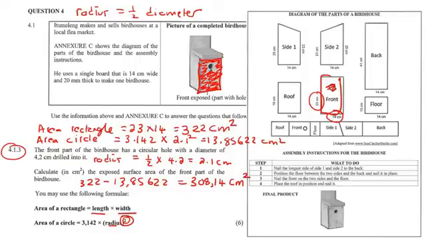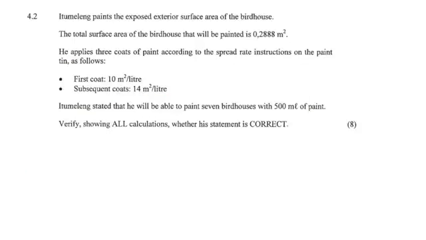308.14 centimeters squared. Itumeleng paints the exposed exterior surface of a birdhouse. The total surface area of a birdhouse that will be painted is 0.2888 meters squared. He applies 3 coats of paint according to the spread rate as follows.